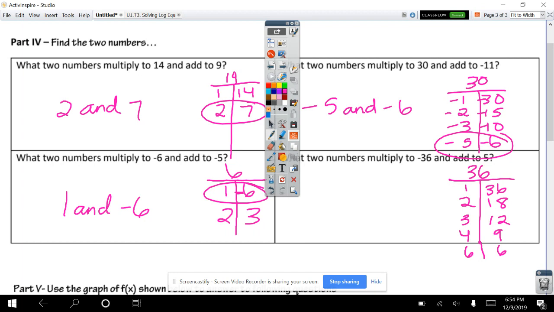So I need to multiply to a negative and add to a positive. So one is going to be negative, one is going to be positive. And that means their difference should be 5. So I'm going to look which of these has a difference of 5. That would have to be 4 and 9. But I need to add to a positive. So that means my positive number should be the bigger number. So 9 is going to stay positive, 4 is going to be negative. So -4 and 9. That's really good practice for factoring.